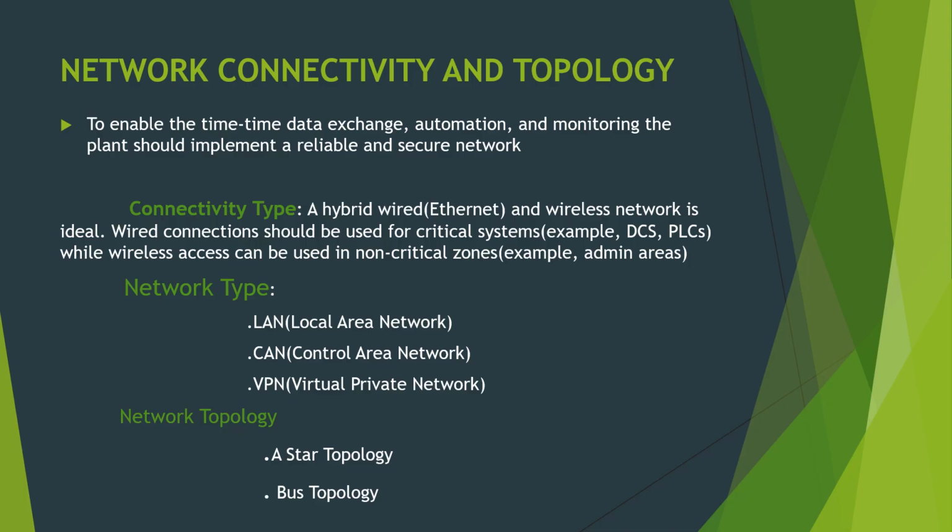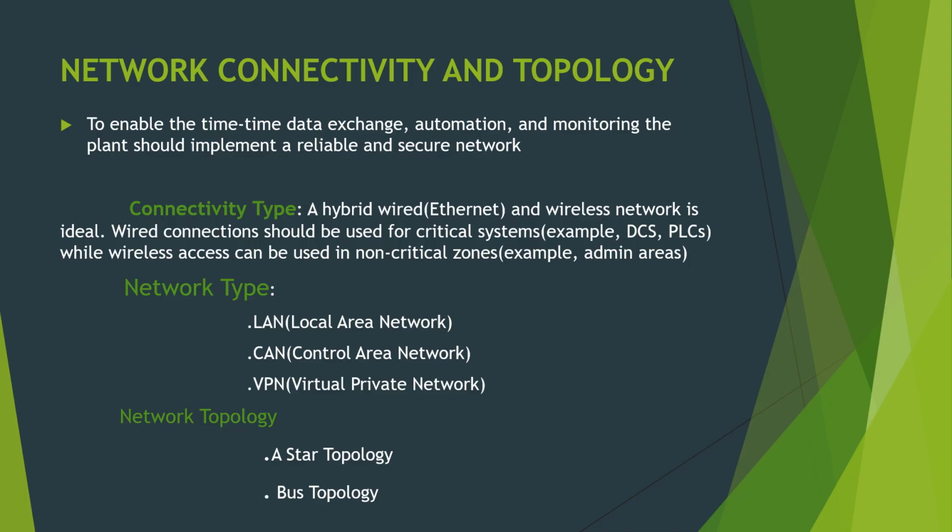So let's look at the network type. 1. LAN, or the local area network. This is used for communication within the plant. 2. CAN, or the controller area network. This is used for efficient real-time communication between sensors, controllers, and actuators. 3. VPN, and the VPN is used for remote monitoring and secure access by authorized personnel.